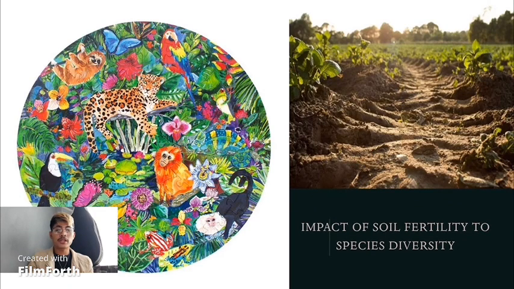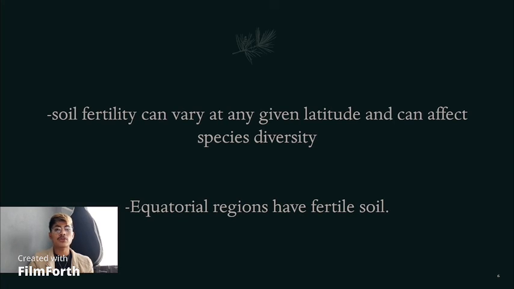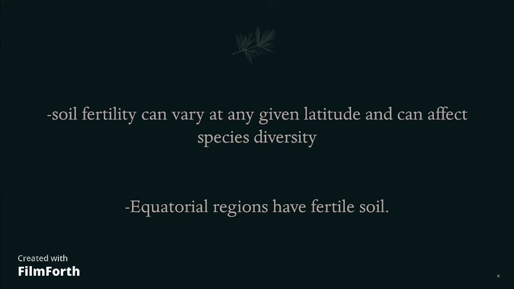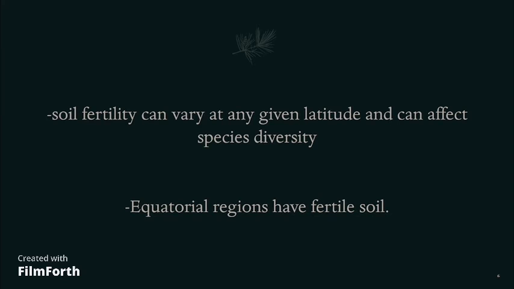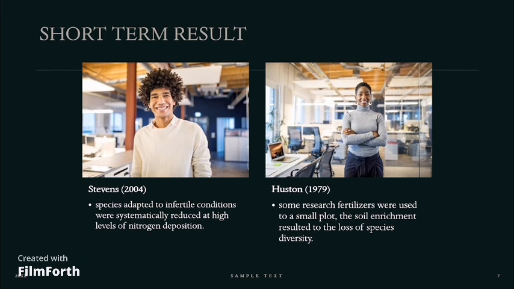We will now proceed to the impact of soil fertility on species diversity. So the first thing is that soil fertility can vary at any given latitude and can affect species diversity. It is due to the changing latitude, wherein it depends on the location of the area, whether it is near or far from the equator. For example, if the area is found along the equator, the climate is very hot and humid, but it also receives very heavy rainfall. So in here, equatorial regions have fertile soil.